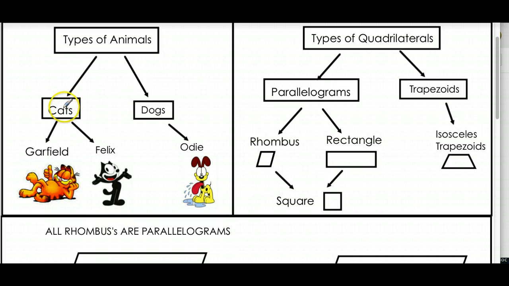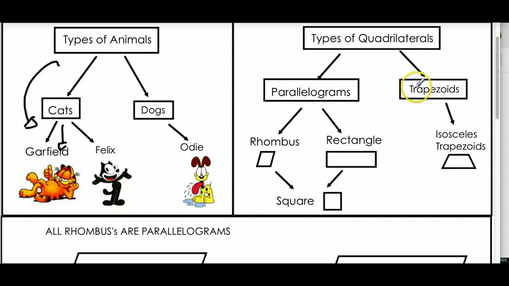Now, there are different kinds of cats too, right? We have Garfield, who's a cat, and Felix, who's a cat. So both Garfield and Felix are cats. They're not dogs. And under dogs, we have Odie, and Odie's a dog. Now, all of these things would be considered animals because they're all under the animal symbol, and anything under the cats would be considered a cat. That made sense, right?